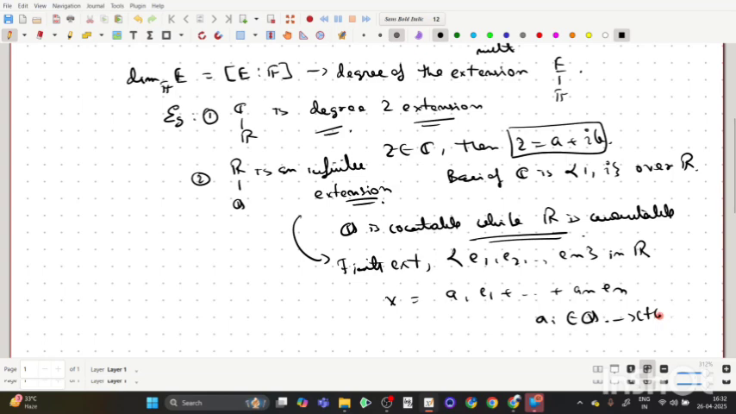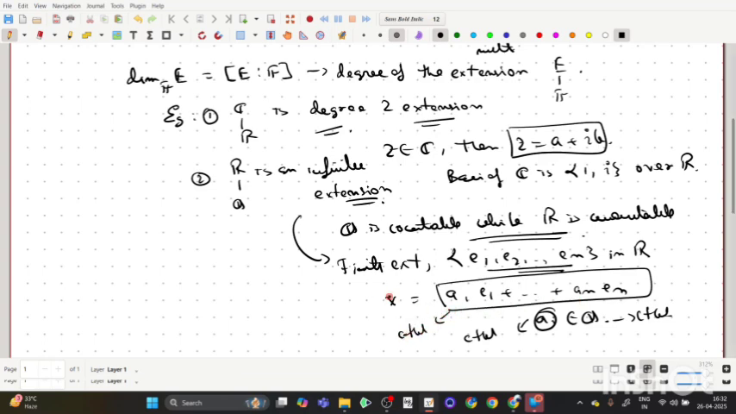But since Q is countable, the choices for each of these ai is countable. This basis is fixed. Therefore, the number of possible elements of this form is countable, which would mean that R is countable. Got my argument? A linear combination of a countable number of possibilities is still countable. So there can be only countably many elements of R. But that is a contradiction to the fact that R is uncountable. Fine. So R over Q is an infinite extension.